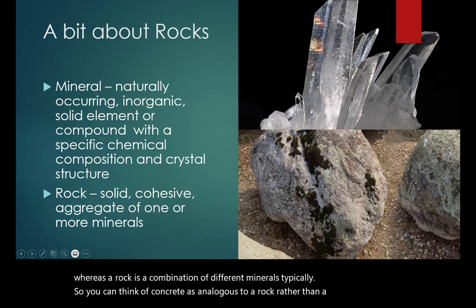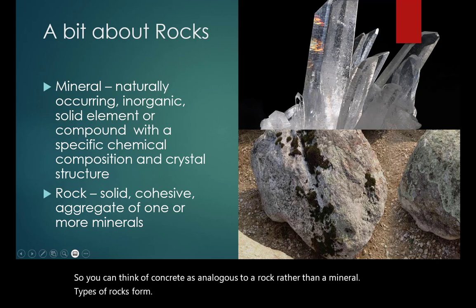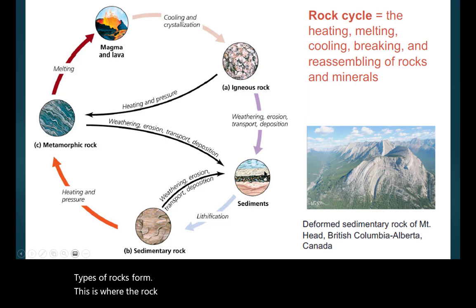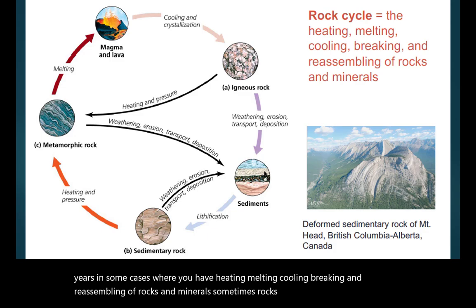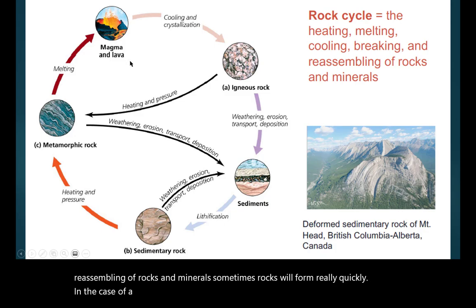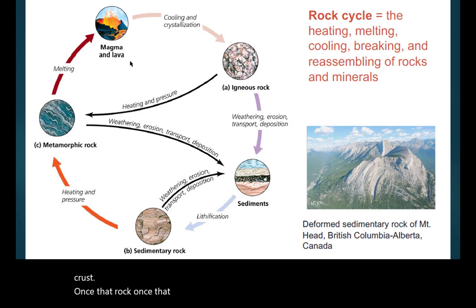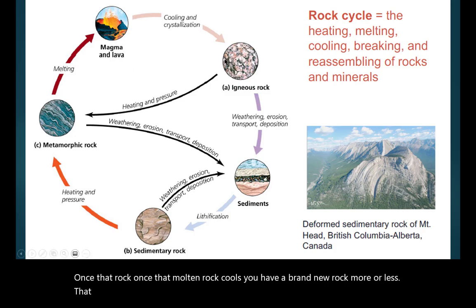So how do these different types of rocks form? This is where the rock cycle comes in. So this takes place over hundreds of millions of years in some cases, where you have heating, melting, cooling, breaking, and reassembling of rocks and minerals. Sometimes rocks will form really quickly. And in the case of a volcano, right, a volcano erupts, magma is spewed out onto the Earth's crust. Once that molten rock cools, you have a brand new rock, more or less. That type of rock is called igneous rock.